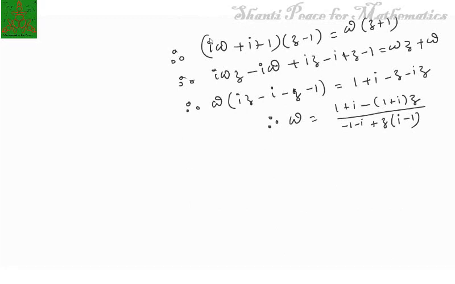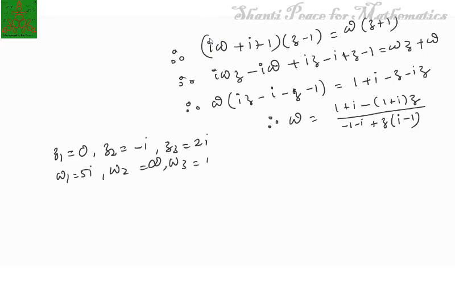There are many examples of such types. You may try those and try to simplify them. I'm giving you one more example as an exercise: z1 equal to 0, z2 is equal to minus i, z3 is equal to 2i, w1 is 5i, w2 is infinity, and w3 is i by 3. Find the bilinear transformation which maps these points onto those points.